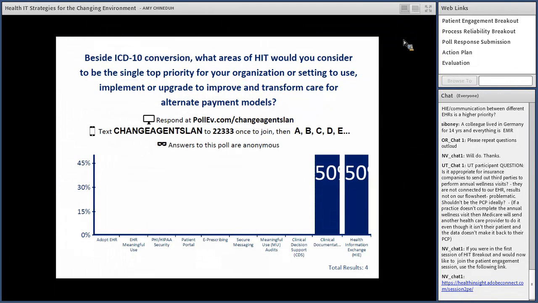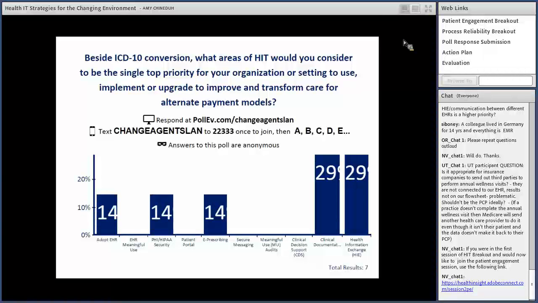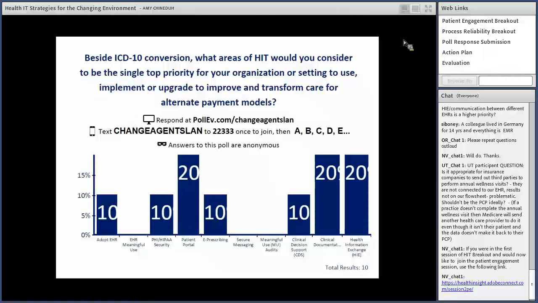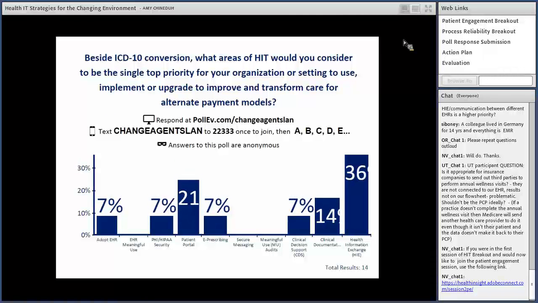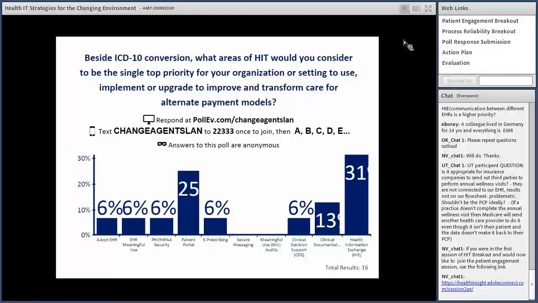So we'll watch live here for a moment as your texts come in. We'll see what rises to the top in priority areas in our communities. Okay, we're getting a good number in our response. So it looks like health information exchange seems to be rising to the top of the list, along with patient portals as a second. Oh, patient portals caught HIE.